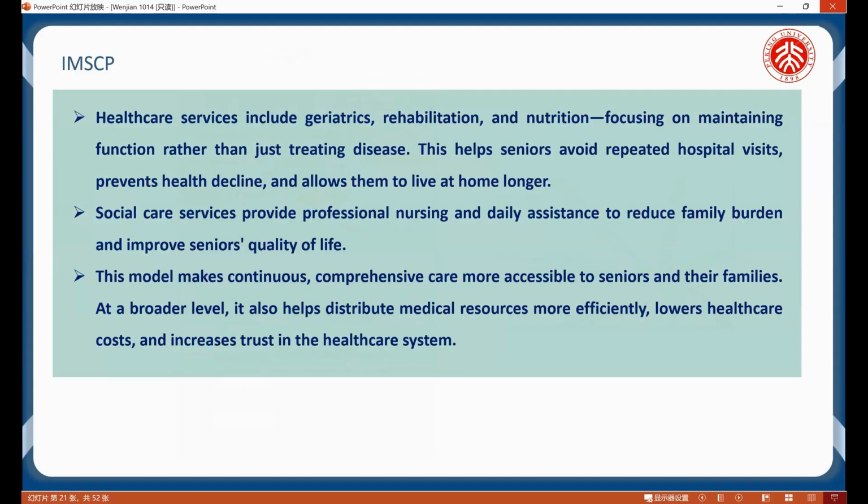Social care services provide professional nursing and daily assistance to reduce family burden and improve senior quality of life. This model makes continuous comprehensive care more accessible to seniors and their families. At a broader level, it also helps distribute medical resources more efficiently, lowers healthcare costs, and increases trust in the healthcare system.